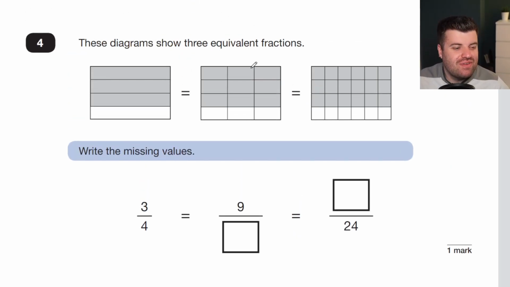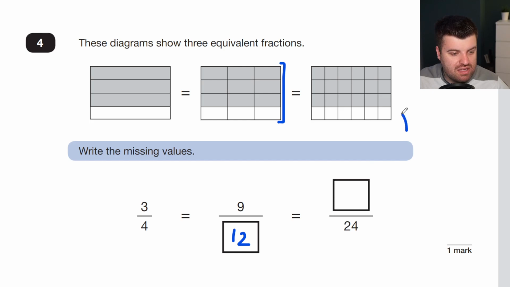Question 4. These diagrams show 3 equivalent fractions. You know they're equivalent because look, the rectangles on the outside are all the same shape and the shading is taking up the same amount of area. You can see here 3/4. 3 are shaded out of 4 parts in total. The next one is 9 are shaded. How many parts are there in total in this shape? There are 12. This is a simple counting question.